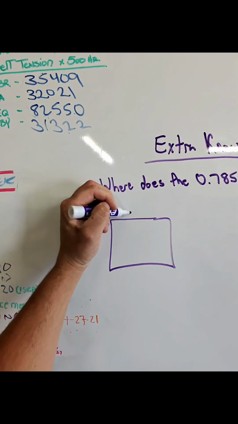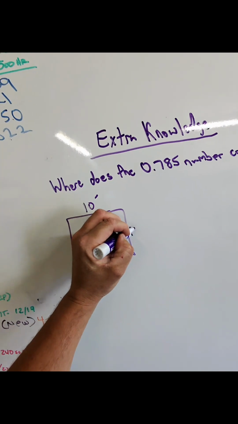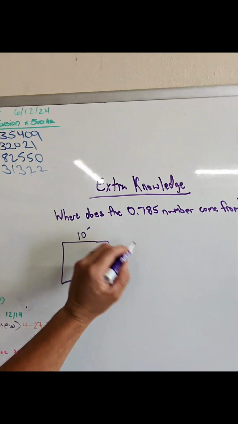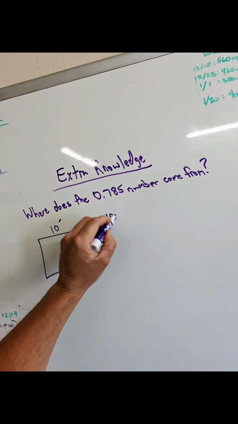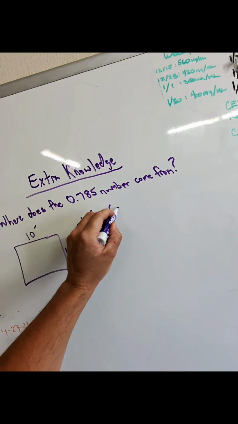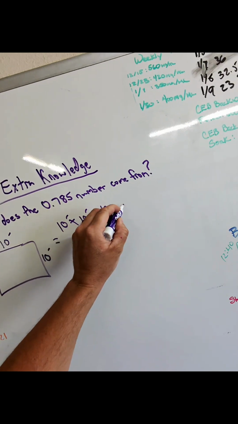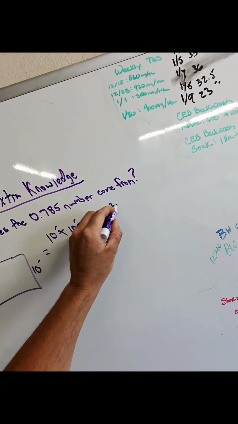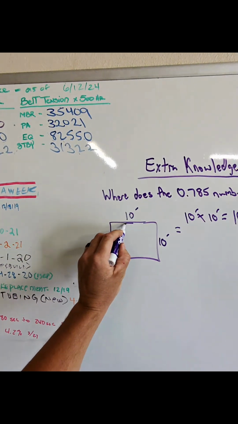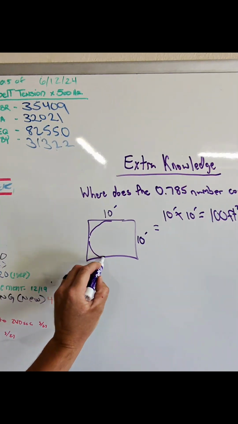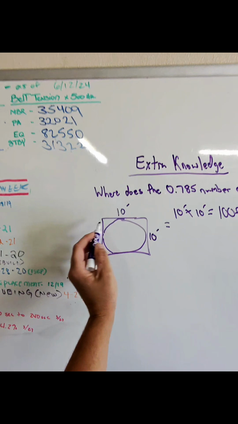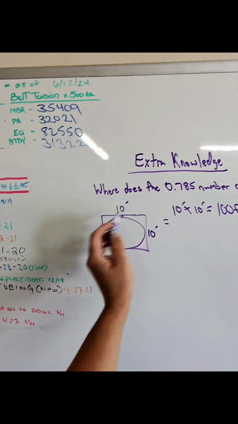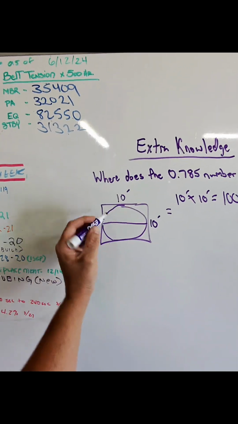So say you have a square and it's 10 feet by 10 feet and you need to find the square footage. That's 10 feet times 10 feet, that equals 100 square feet. Well, what we're trying to find is the circle. Sorry, my drawing's horrible.